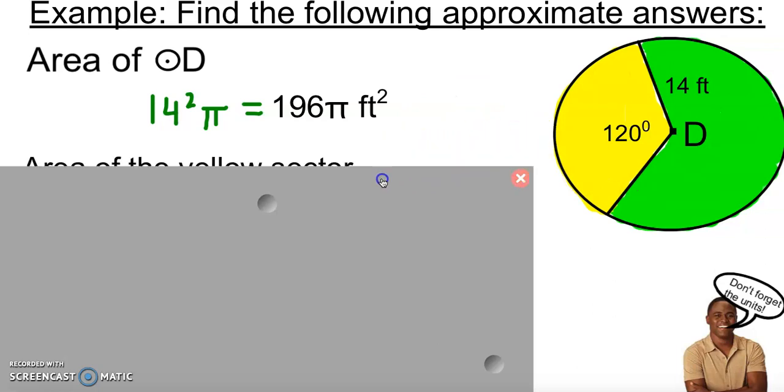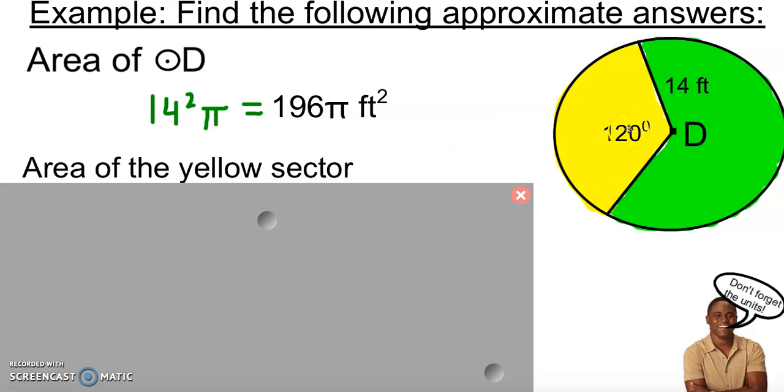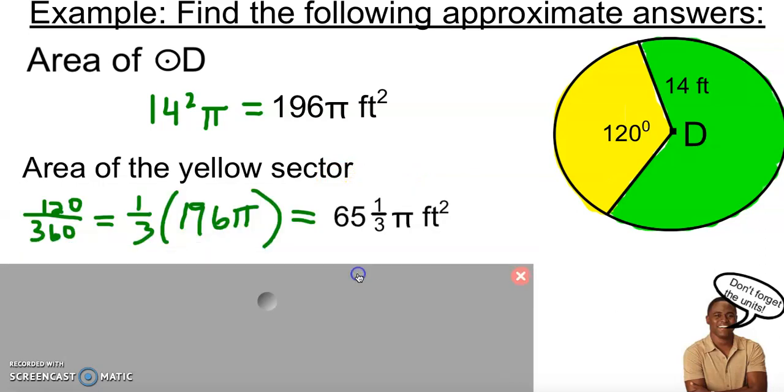And then we've got to figure out areas of sectors. So we'll start with the yellow sector. That's 120 degrees. That's a third of the circle. So I'll take a third of the circle times 196 pi, and I'll get 65 and a third pi feet squared.